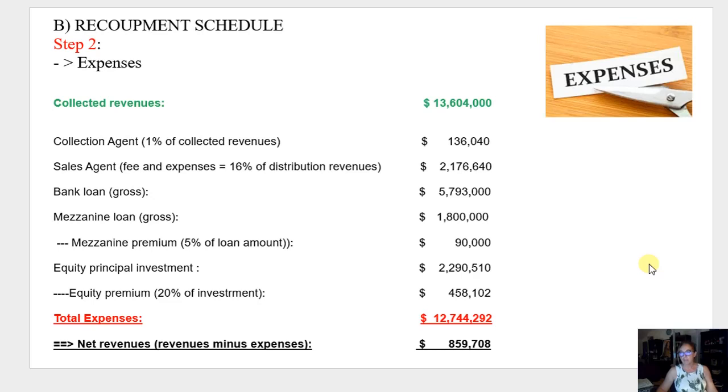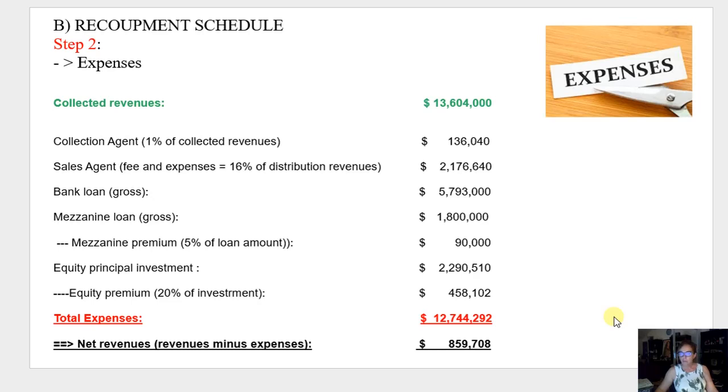The mezzanine loan, same situation, is paid $1.8 million gross. The mezzanine is asking for a premium on their investment, so that's 5% of $1.8 million, and that's $90,000. Remember, the equity gave us $2,290,510. We're now paying that back, and we're also paying the 20% premium on that amount back, which is $478,102.